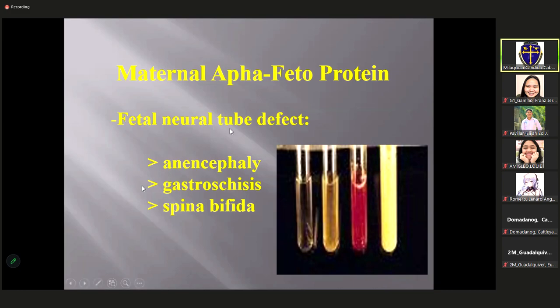So, anencephaly is the absence of some structures in the head. So, she has no cerebral hemisphere. Okay? So, usually this occurs when the upper end of the neural tube fails to close in early uterine life. Alright? The gastroschisis naman, guys, is the abdominal wall disorder.